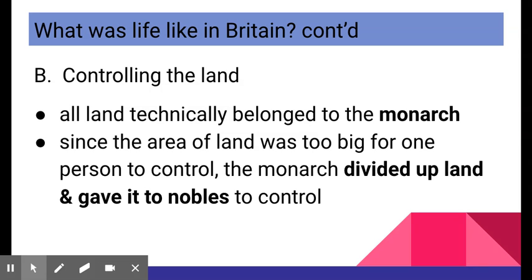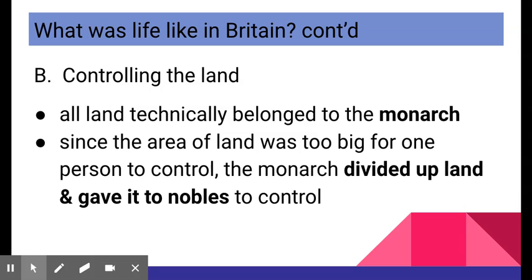So the way that control over land was determined in Britain was that the monarch would divide up the land of the country and give it to nobles. It was just too much of a space for one person to control. So all the land technically was the monarch's. And the monarch then gave it to others to control, on a more local, smaller level.